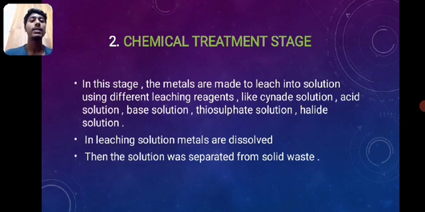Next, the second step, the chemical treatment stage. In this stage, the metals are made to leach into solution using different leaching reagents like cyanide solution, acid solution, base solution, thiosulfate solution, halide solution, etc. In the leaching solution the metals are dissolved. Then the solution is separated from solid waste.